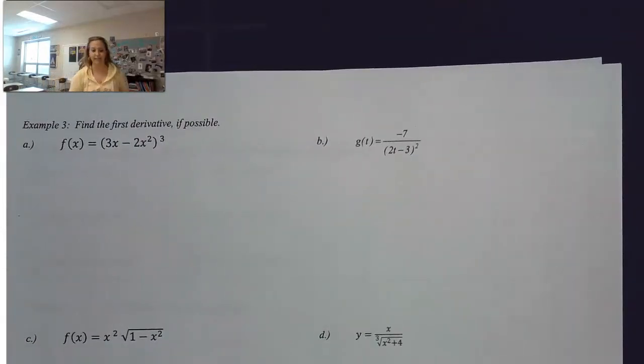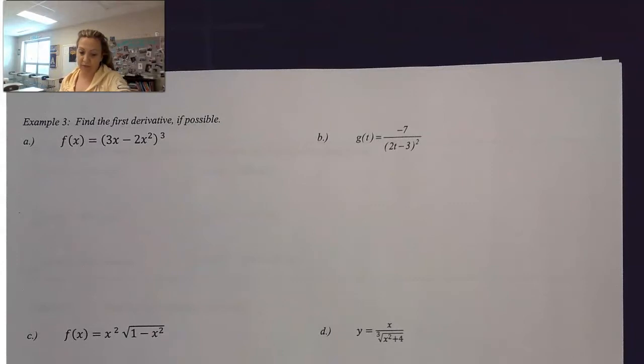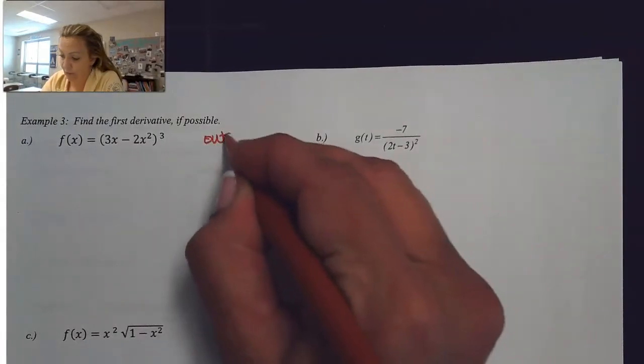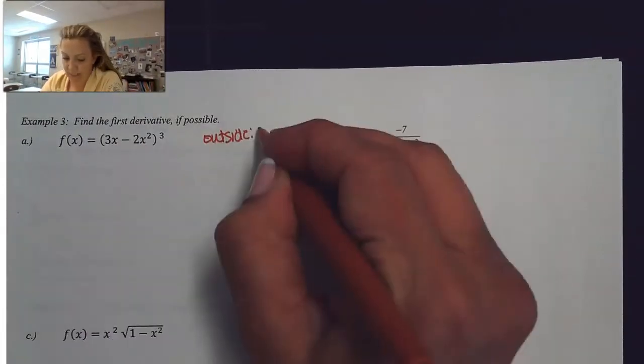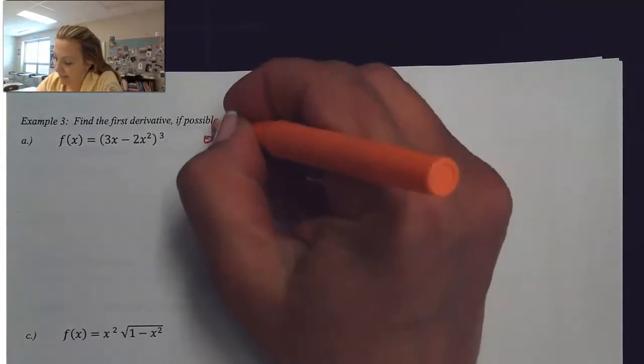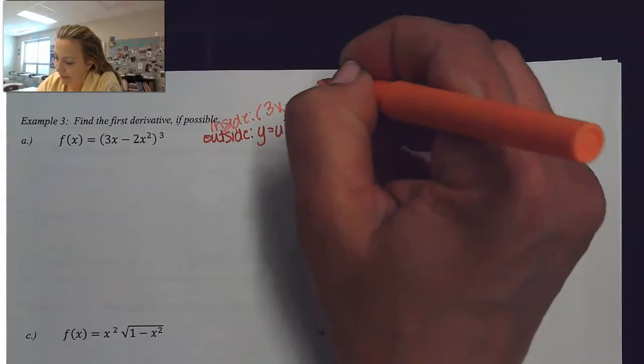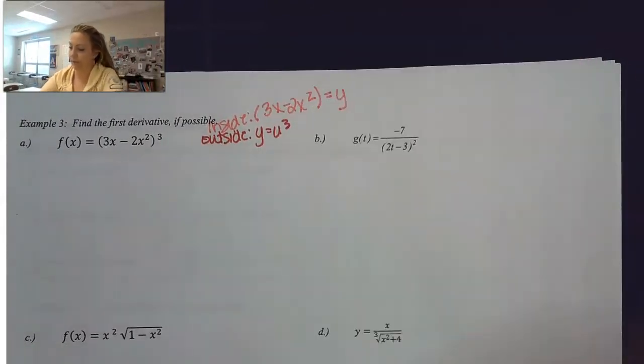and we'll get that a lot in example 3. Okay, I've got 5 questions here in example 3. So we want to find the first derivative. Letter A has f of x equals 3x minus 2x squared, cubed. Well, I can see that this is one of those special cases, right? I see that I have something cubed, and that's my outside function. And then the inside function, what is it that's being cubed? 3x minus 2x squared is the inside function, and that's going to equal u. Okay, that's my inside.